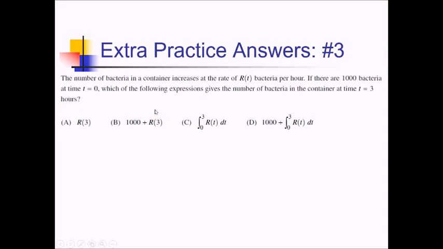For this one, we have the number of bacteria in a container increasing at a rate of R of t bacteria per hour. There are 1,000 of those little buggers in there at time 0. We want to know which expression gives the number of bacteria at time 3 hours. To get the number of something, if you already have the rate of change and a starting amount, you have to take the starting amount, which is 1,000 in this case. So we've got 1,000 plus the change in bacteria from time 0 to time 3. To get that, we just integrate the rate of change, R of t, from 0 to 3. So this is the expression we need, and that's going to be choice D.